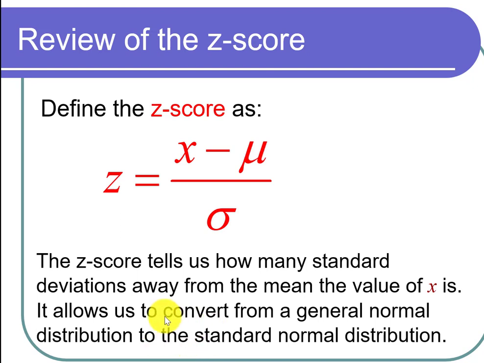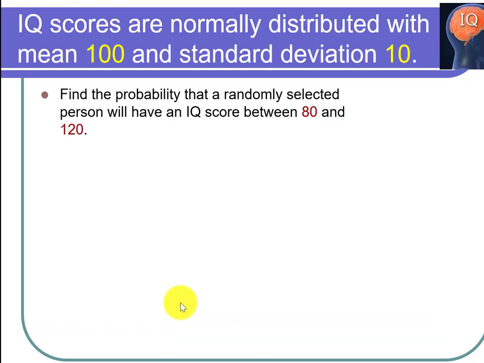But there's actually an easier way in the real world, and that's called calculators. So we'll see how to work those out. Let's take a look at an example. IQ scores are normally distributed with mean 100 and standard deviation 10. The first question is, find the probability that a randomly selected person will have an IQ score between 80 and 120. There's actually a couple ways of doing it. Let's do the way with the calculator first.